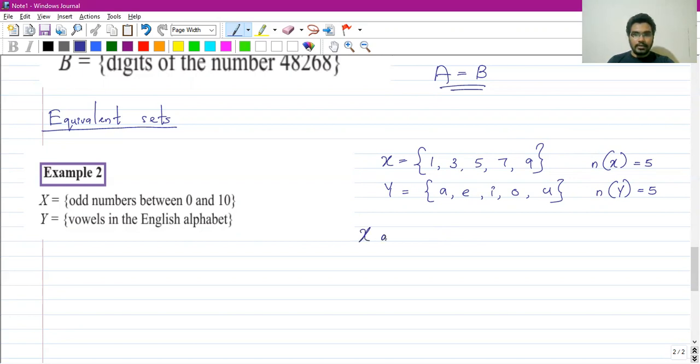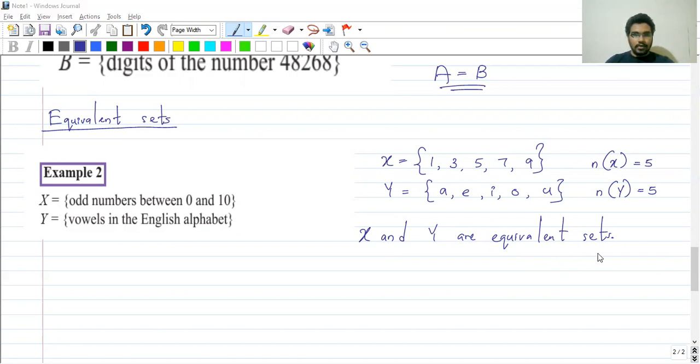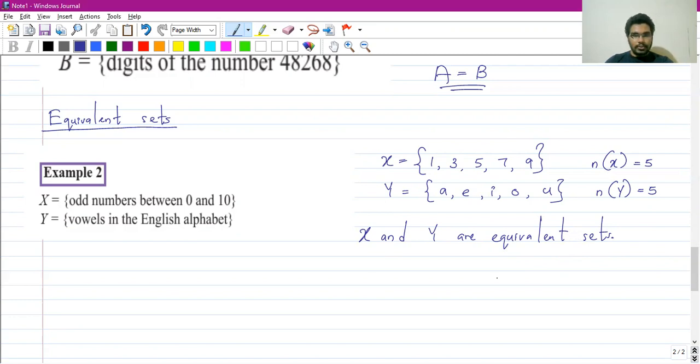So we can say x and y are equivalent sets. Yes, so this is how we can identify equivalent sets. So I think you can understand it. If you have any question, you can ask me anytime in the WhatsApp. So shall we go ahead, and yes, there is exercise 22.1. Shall we do a few questions from this exercise 22.1?